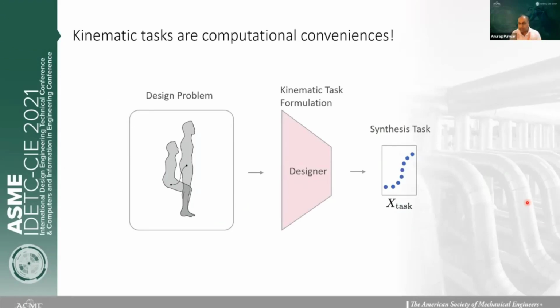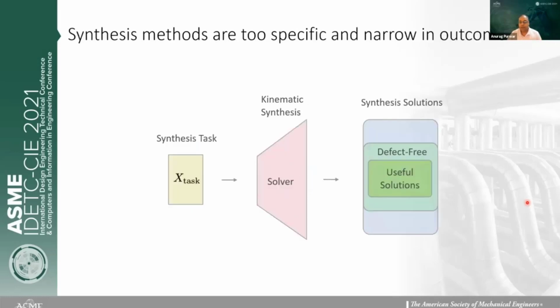And then the designer has to create the kinematic task. And you can see the precision points, right? This is the traditional approach. And this is largely a computational convenience because we know how to solve problems like these, right? Once we convert a curve into discrete points, then we can write a set of equations and we can minimize the error between the two and we get our answers. But this is not the problem. Remember, this is just a translation of the original problem that was presented to the designer, okay?